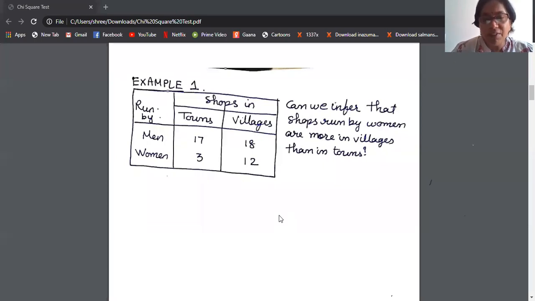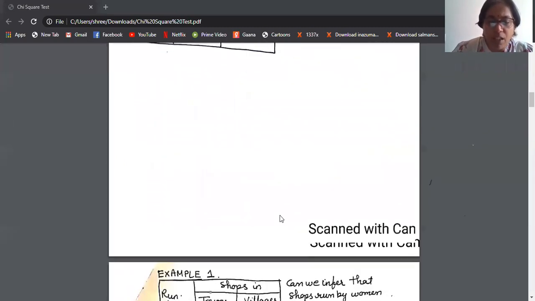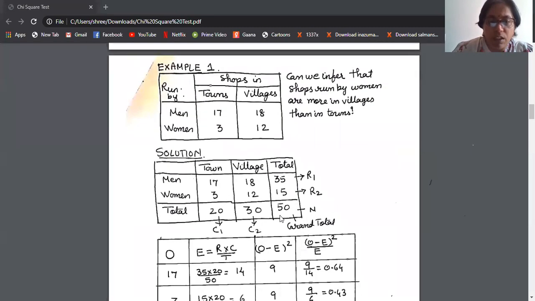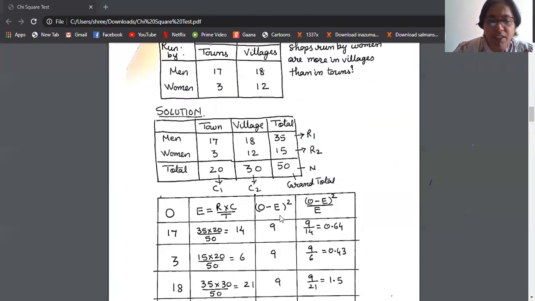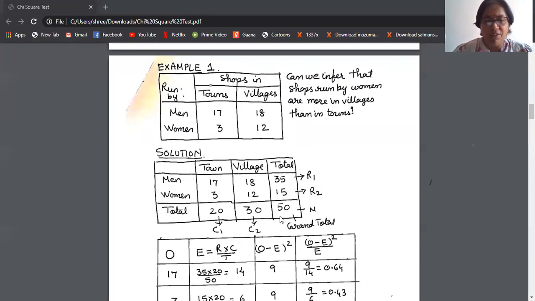Now, first we will only calculate the value of chi-square, and then I'll explain how we are going to answer the question. Okay. So this was a question. First thing that you're going to do is find out the row total and the column total, which I have done here. So you can just try to do it yourself, or you can just copy the first problem and from the next one onwards we will do it. Okay.